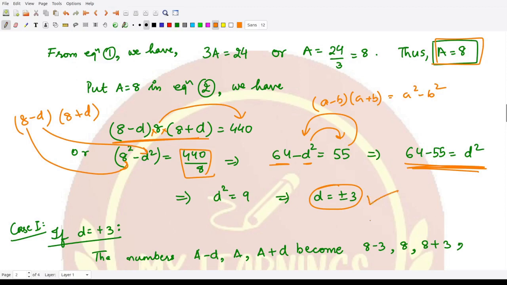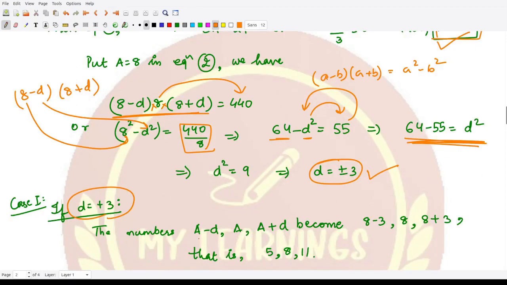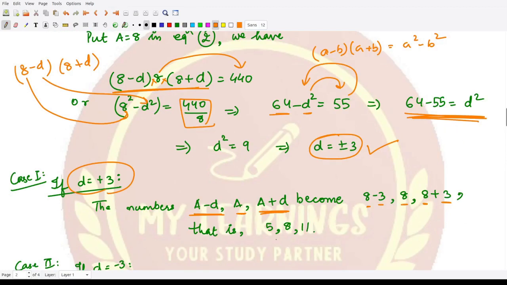So we have two values of D. D could either be plus 3 or it could be minus 3. So using this value of D and this value of A, let's see what those three numbers are. If we take plus 3 as the value of D, the numbers would become A minus D, A, A plus D. These were the numbers that we already took. A is 8, so 8 minus the value of D, A, and A plus D. Solving this, we obtain the numbers as 5, 8 and 11.